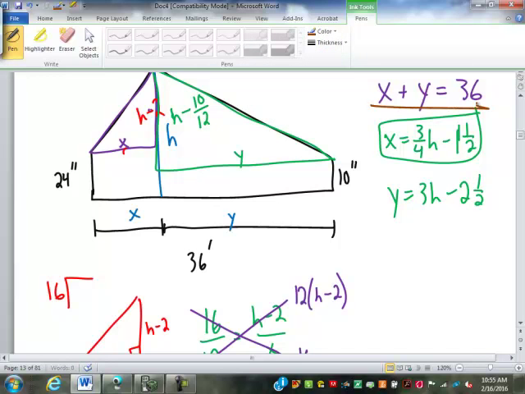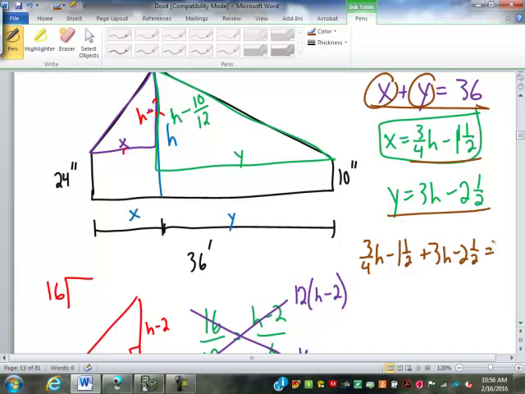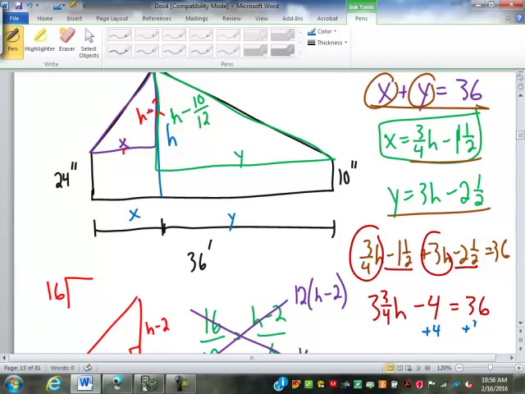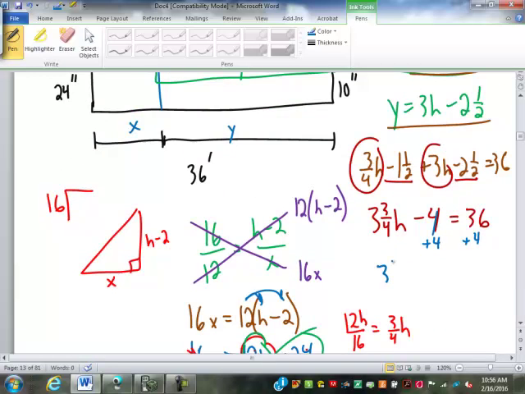So what that means for us is that this equation becomes, instead of x, we're going to put in 3/4 h minus 1.5. Instead of y, we're going to put in 3h minus 2.5. And that equals 36. Are we having fun yet? So we've got the 3/4 h and the 3h makes 3 3/4 h. Negative 1.5 and negative 2.5 make negative 4. So now we're going to add 4. So 3 3/4 h equals 40. And then divide by 3 3/4.